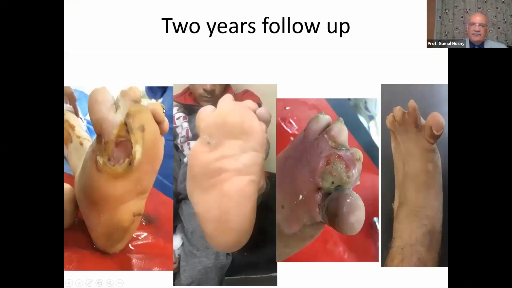After 2 years follow-up, this is the picture before and this is the picture after two years. Look to the sole of the foot. This is the picture before and this is the picture after two years. This is transverse bone transport.